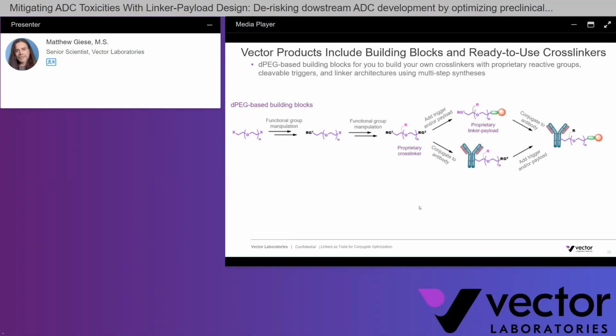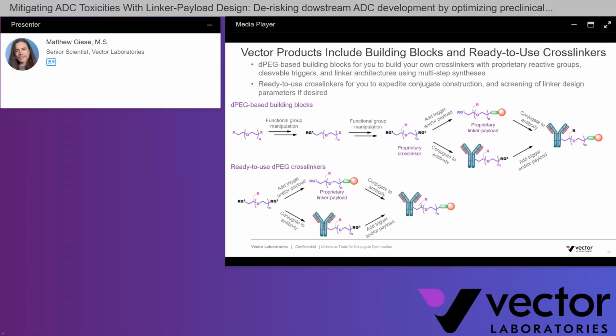And this is if you have some sort of proprietary reactive group or cleavable trigger that we don't offer. Yeah, you could just build it that way. We also have ready-to-use crosslinkers. And these can help expedite the synthesis of your conjugate.